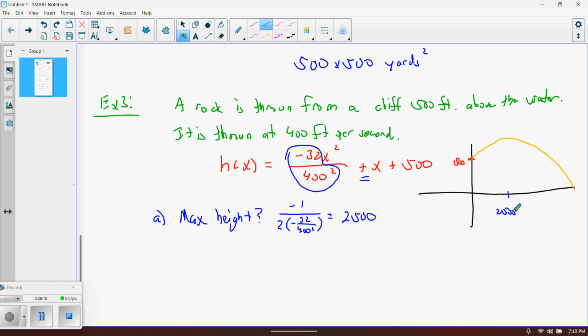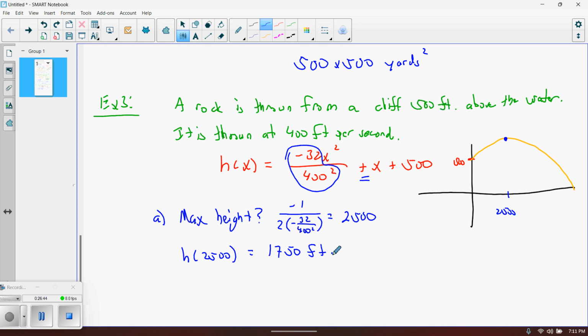So now you have to plug 2,500 back into your original equation to get the actual height up here. So you're going to do h of 2,500. So you got to plug that one back in. Once again, I do not expect in this case for you to be able to do that without a calculator. You plug that back into the height equation and you should get 1,750 feet. That is the maximum height.